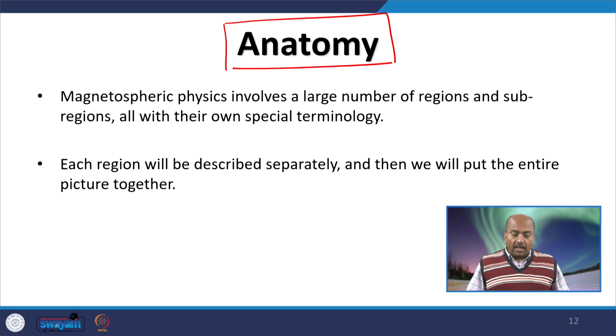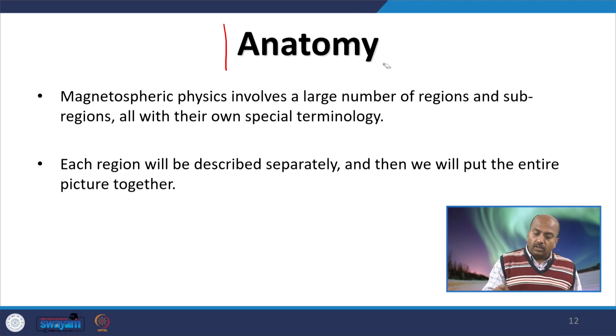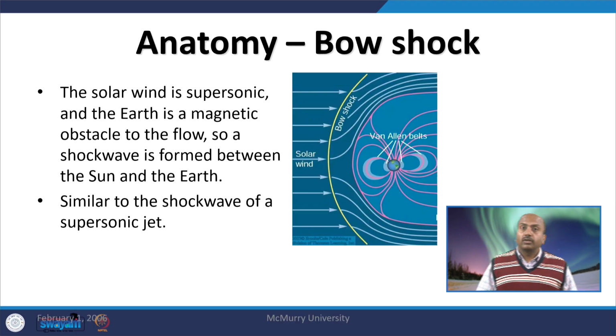So, the anatomy I am referring to is the structure of the magnetosphere. Magnetospheric physics involves a large number of regions and sub-regions, all with their own special terminology, and the physics within these regions and sub-regions is entirely different. That is why we name them with so many different names. Each region will be described separately, and then we will put the entire picture together and try to comprehend in totality what is there inside the magnetosphere.